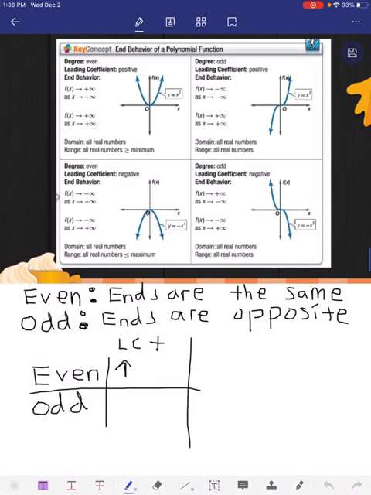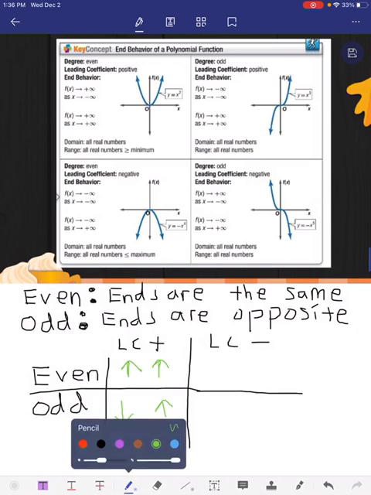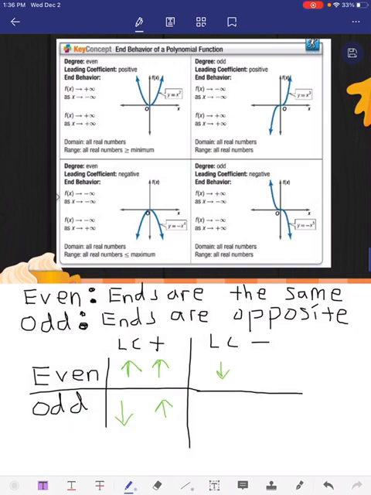If your leading coefficient is positive, then if I have an even function, both of my ends are going to point up. If it's an odd function, remember they have to be opposite, so the left side points down while the right side points up. Now, if my leading coefficient is negative, it's just going to be the opposite of those two. So if it's even, both of my ends point down. If it's odd, the left side will point up, but the right side is going to point down.